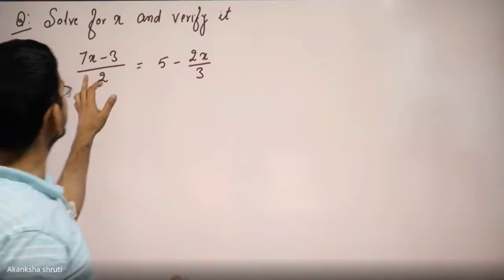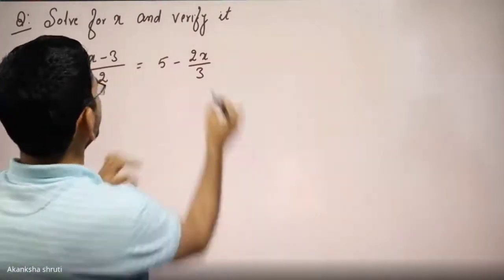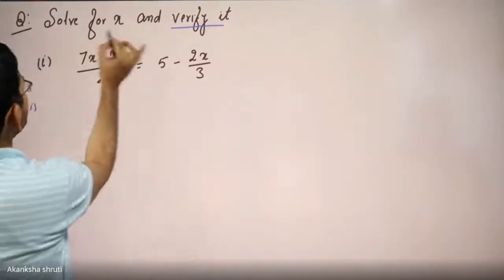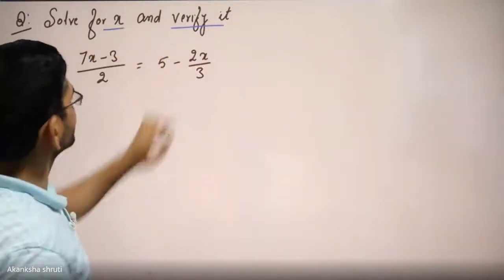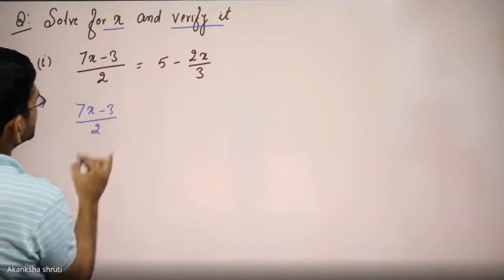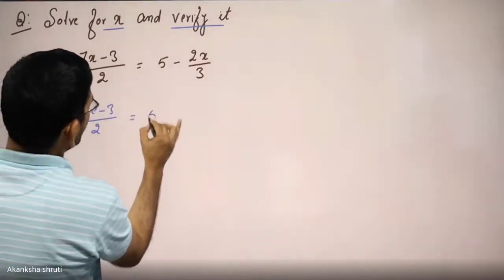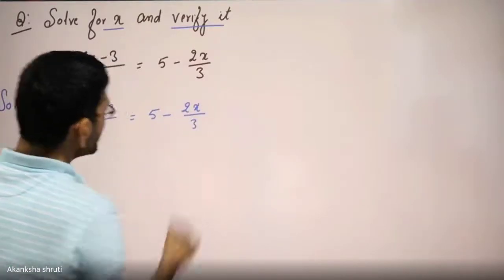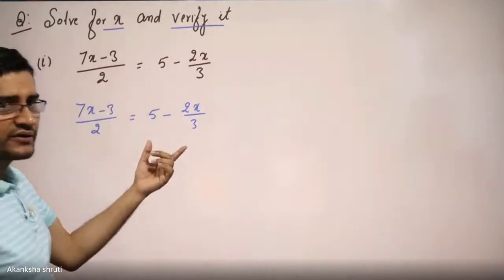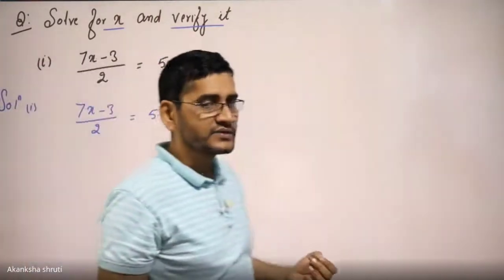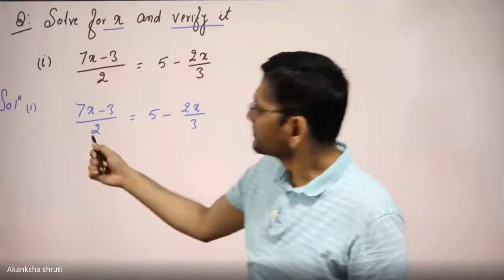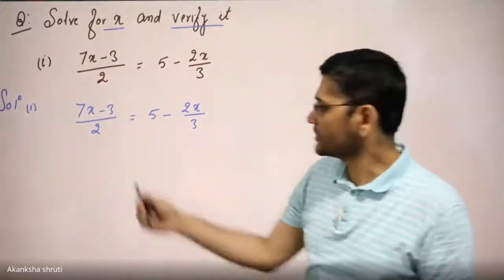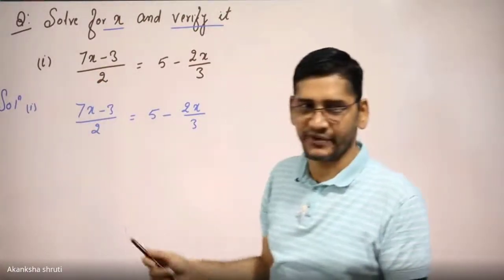Student, for this question number 1, here we need to verify. So here two things we have to do. First we have to find the value of x, then we have to verify. 7x minus 3 by 2 is equal to 5 minus 2x by 3. Student, here some extra care is required. What is that? Here we are observing that this 2 is in the denominator of the left hand side, which means this 2 is in the entire denominator of the left hand side.